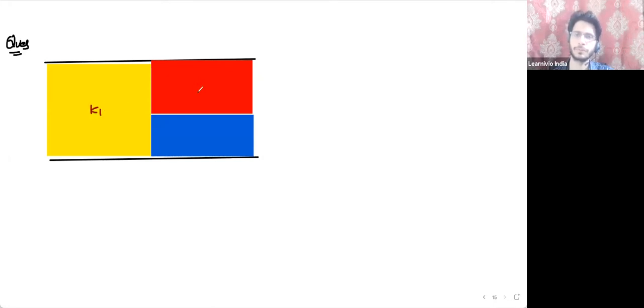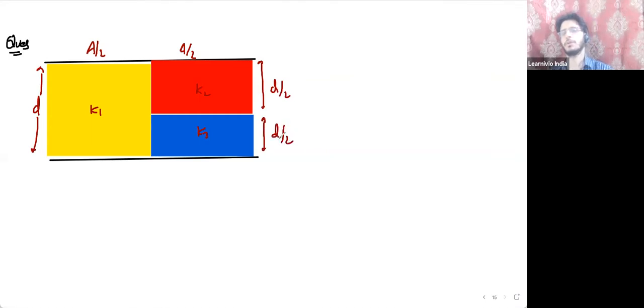K1, K2, K3. This is A by 2. This is A by 2. This is D. This is D by 2. And this is D by 2. Calculate. Can you decide which two capacitors are in series and which are in parallel?